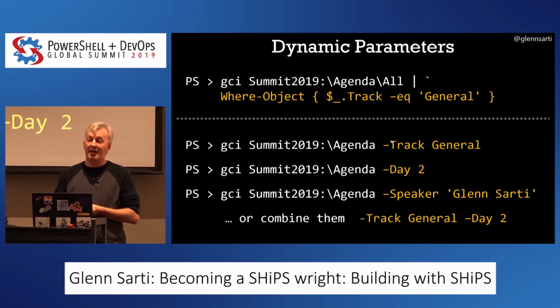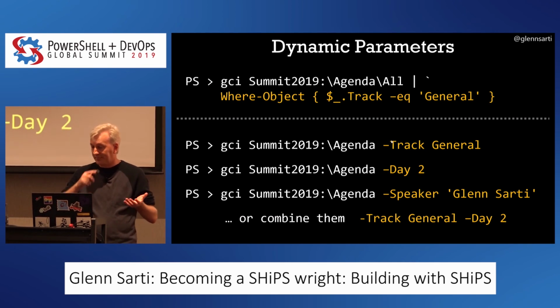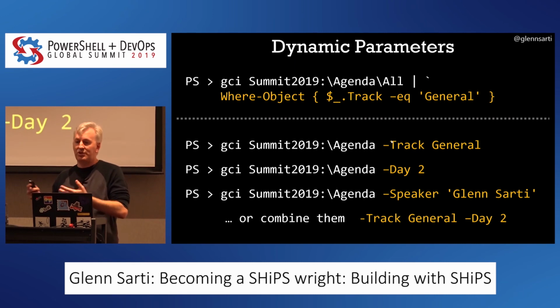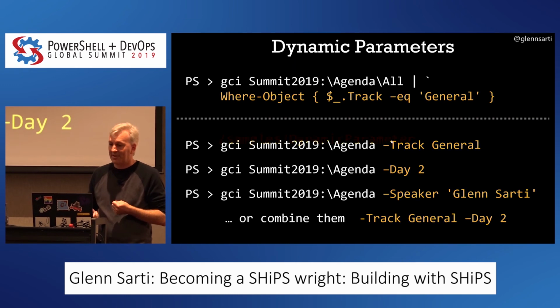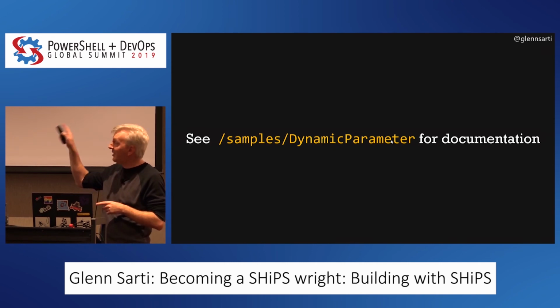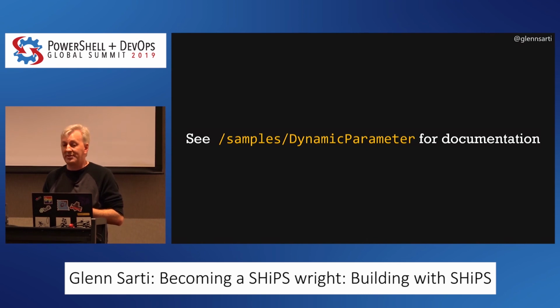Dynamic parameters are additional parameters passed from Get-ChildItem. For example, I could define a dynamic parameter called track, which takes a value of general, so return all of the sessions that are in the general track. Or perhaps all of the talks on day 2, or the speaker called Glenn. I could combine them all together. So there's a lot of content there. The best place to get more information about dynamic parameters is the samples dynamic parameters inside the repo for SHiPS. They've got some really good examples in there and good documentation.